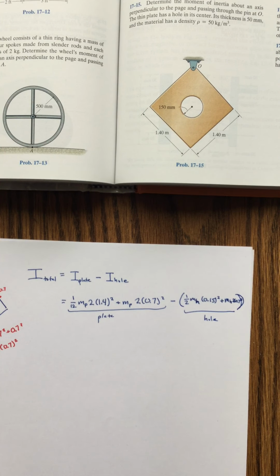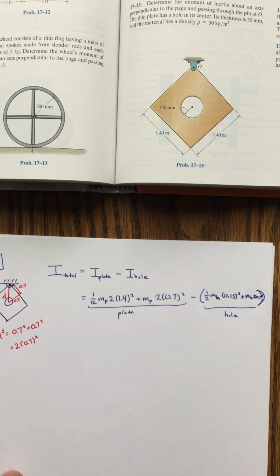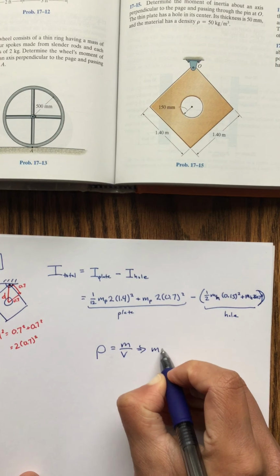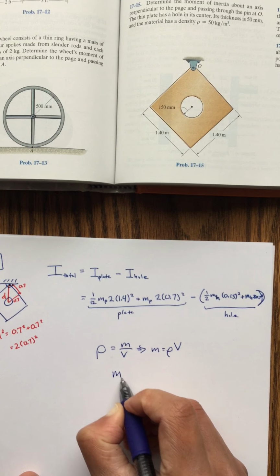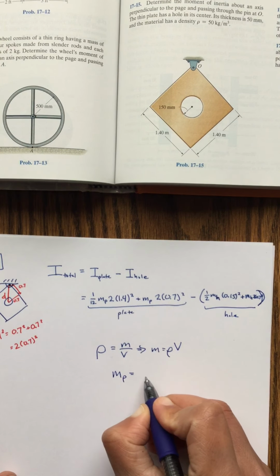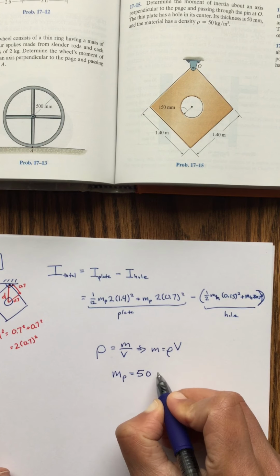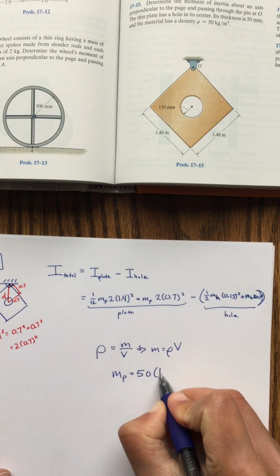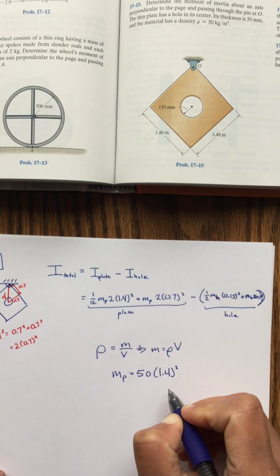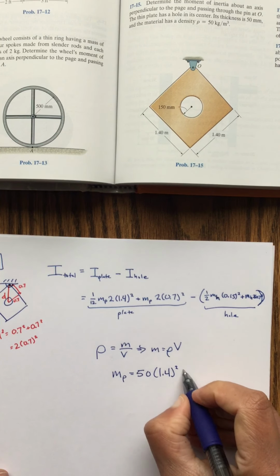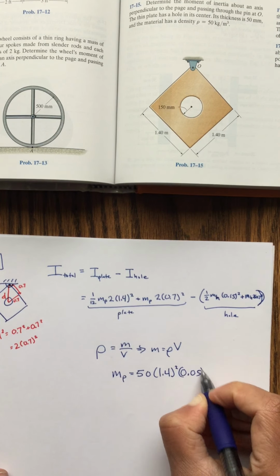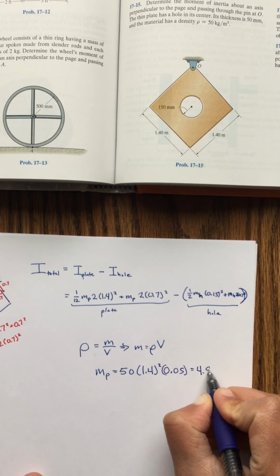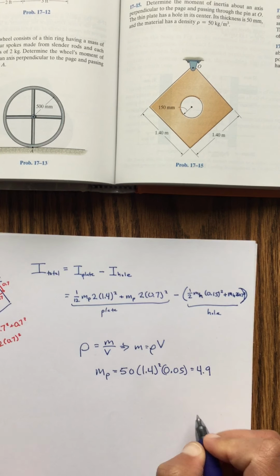So now all I have to do is find the mass of the plate and the mass of the hole. And I know that the density is equal to the mass over the volume. So the mass is equal to the density times the volume. So the mass of the plate is equal to our density, which is 50 kilograms per meter cubed, times the volume of the plate, which is 1.4 times 1.4. So that's 1.4 squared, times the thickness of the plate, which is 50 millimeters. So that's 0.05. And that gives us, for the mass, 4.9. And the units for that are kilograms.